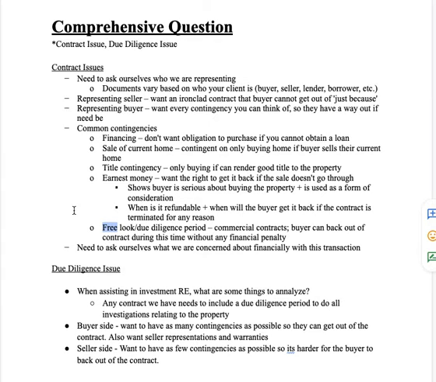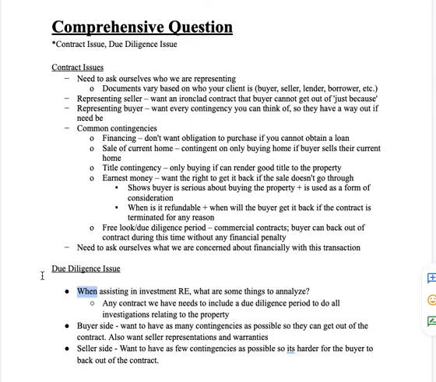Next, you're going to want a free look, due diligence period. For commercial contracts, buyers can back out of a contract during this time without any financial penalty. You are going to want to ask yourselves what we are concerned about financially with the transaction to figure out what contingencies you're going to want to contract for as a buyer.